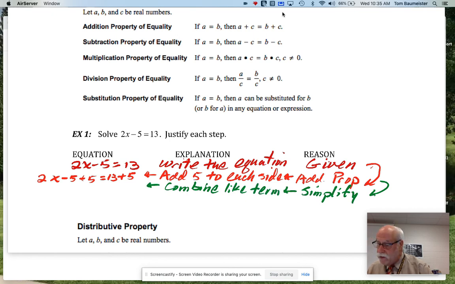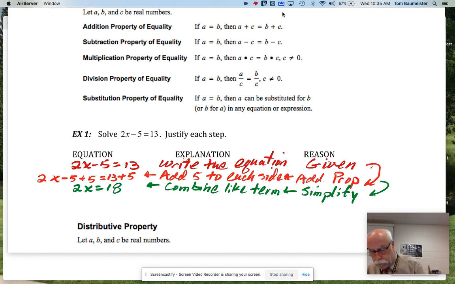In this case, it's just the numbers, right? So we're going to have minus 5 plus 5 equals 0. 13 plus 5 is equal to 18. So you're going to tell me that our problem simplifies to 2x is equal to 18.